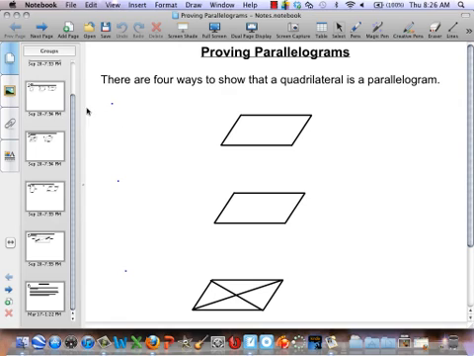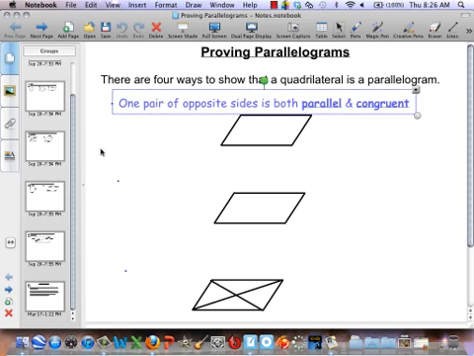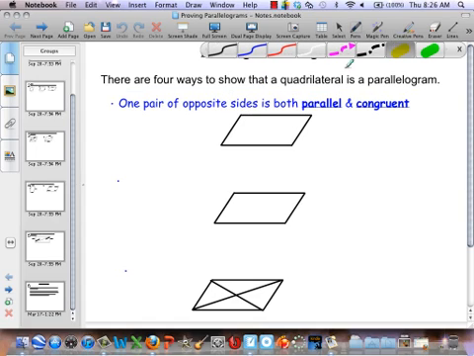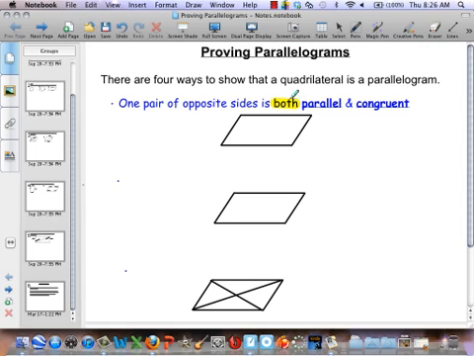This is going to be leading into tomorrow's lesson, and these are the 4 things I want you to know that you will need to know for the quiz tomorrow. So here we go. The first one is that we have a pair of opposite sides that are both, and that's the key word there, both parallel and congruent.